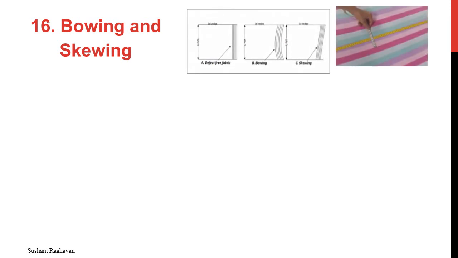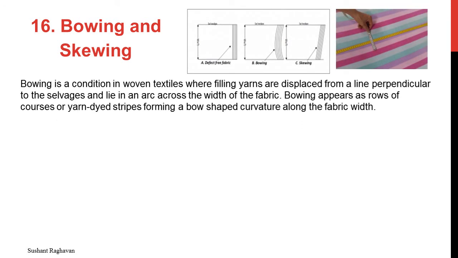Bowing and skewing. Bowing is a condition in woven textiles where filling yarns are displaced from a line perpendicular to the selvage and lie in an arc across the width of the fabric. Bowing appears as rows of courses or yarn-dyed stripes forming a bow-shaped curvature along the fabric width.